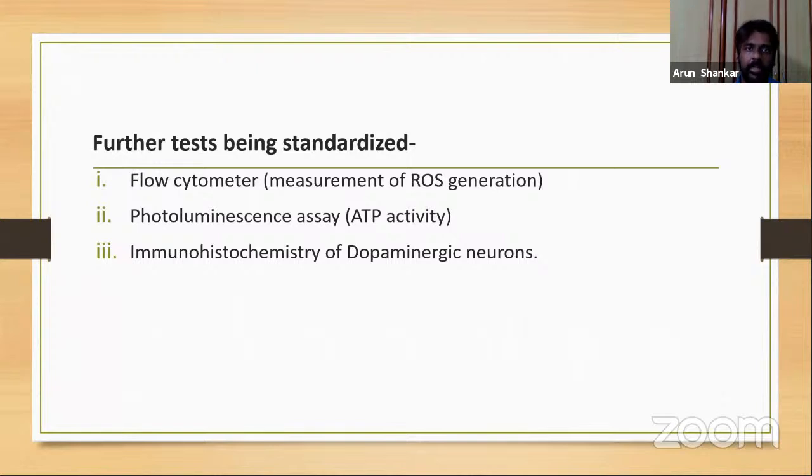Now, certain parameters are being standardized in our lab to further study the Parkinson's model, and these are flow cytometric assays to check for the measurement of reactive oxygen species generation. We are also planning an experiment and standardizing a photoluminescence assay, wherein we will be looking at the ATP activity of the mitochondrial cells. And we are also undergoing immunohistochemistry of dopaminergic neurons of Drosophila brain.